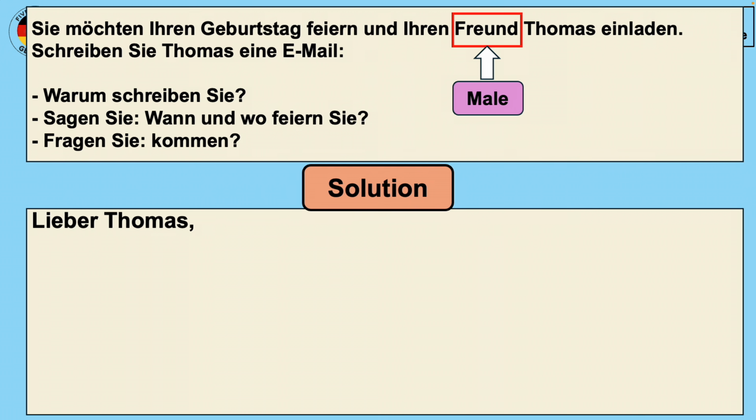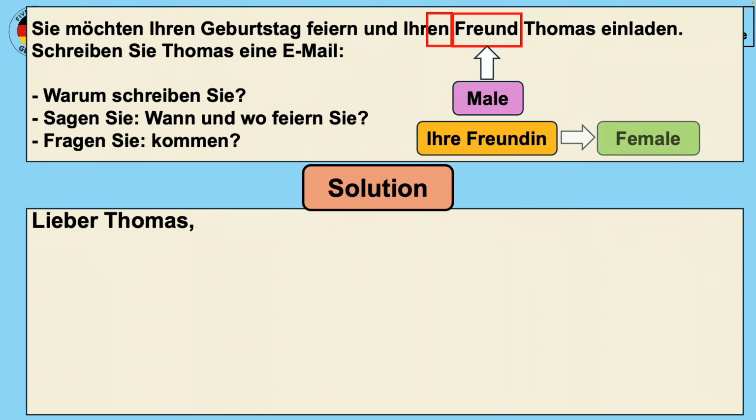And if you also take a look at the ending of ihren, which is en, then you should know that this is the accusative ending for male personal pronouns. That's why you will use the male starting, which is Lieber Thomas. If instead of ihren Freund it was written ihre Freundin, then this would mean a female friend, because Freundin is for females. So this is what you can do if you don't know whether this is a male or a female name. But hopefully you don't come across this situation in the exam.